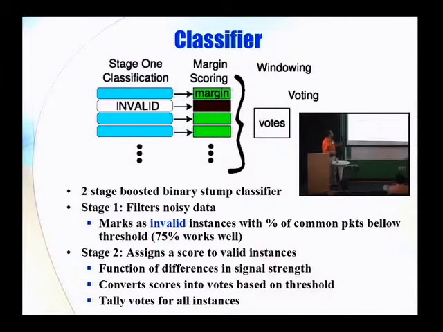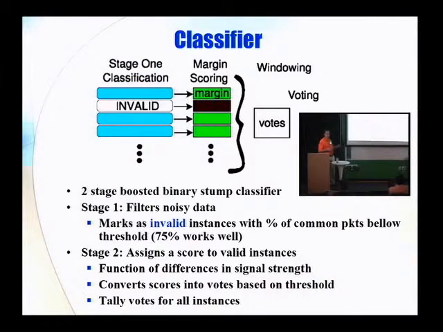Once we have that score, we assign what we call a margin to each of the instances. Basically, a marginal score is assigned to each of the instances. Once we have that, we go from a numerical score to a Boolean one. If the score is higher than the threshold, we say that's a positive vote for collocation. If it's lower, it's a negative vote for collocation. And we then tally the votes, and it's basically a majority vote. So if most of the instances are confident that you're close by, we determine that you're close by. Otherwise, we say you're not.